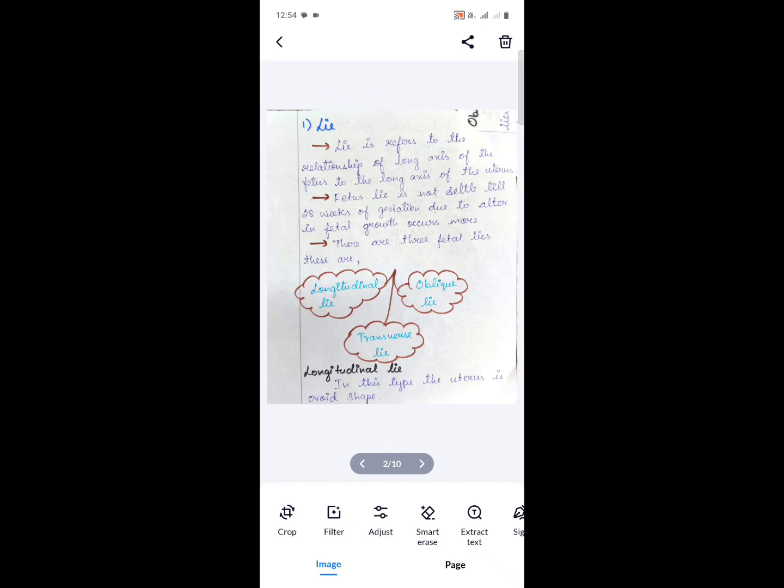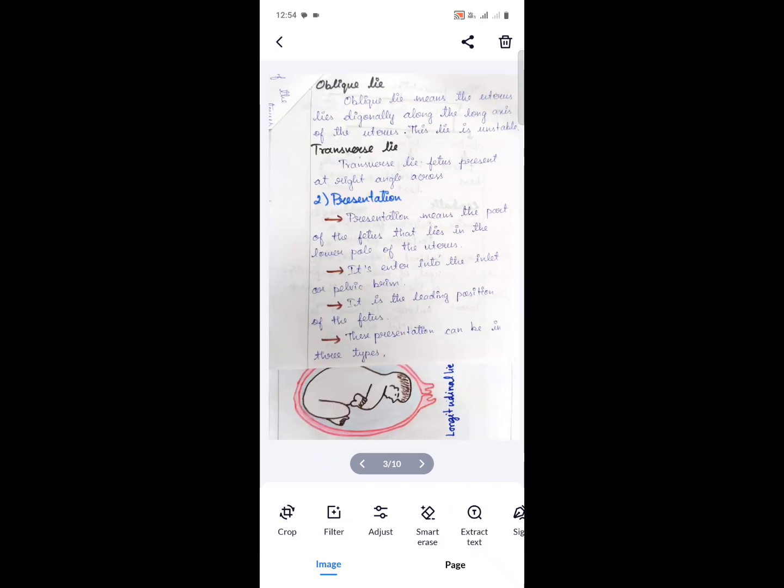There are three fetal lies. One is the longitudinal lie, another is the oblique lie, and the last is the transverse lie. These three types of lies are present in the fetus. We'll see the images later. First we'll see the longitudinal lie. In this type, the uterus is ovoid in shape, and the fetus lies along it in the longitudinal lie.